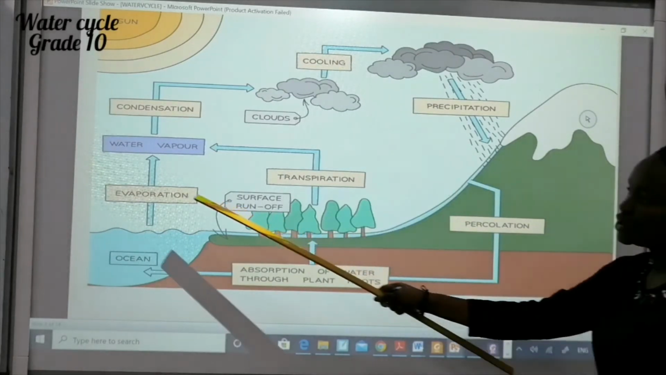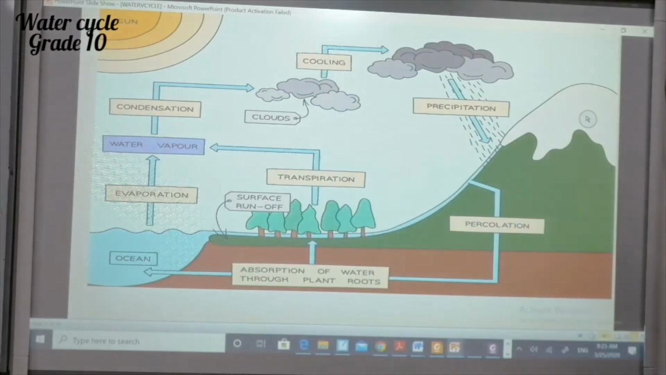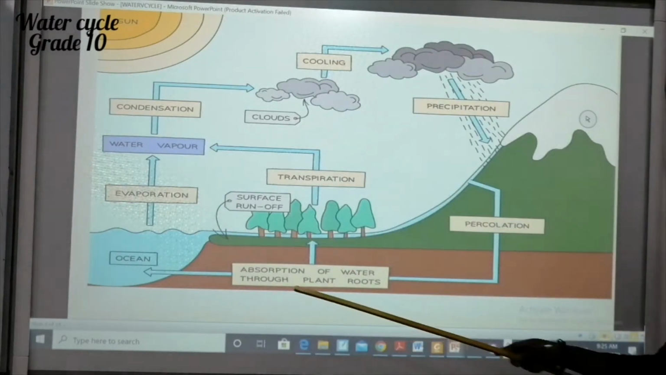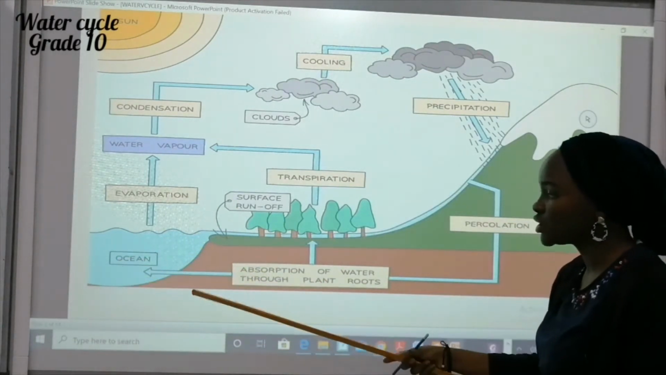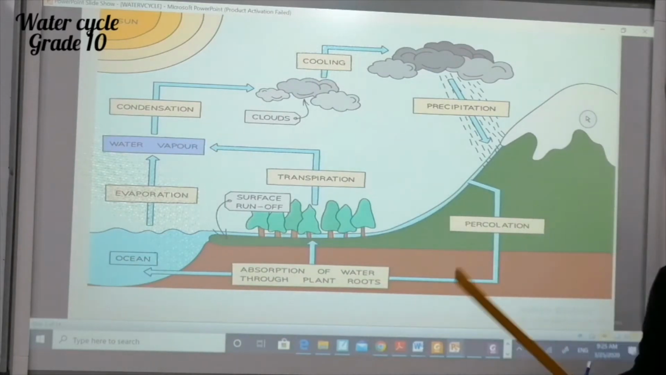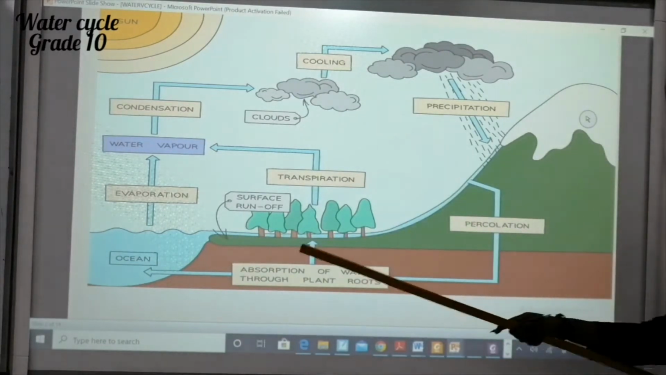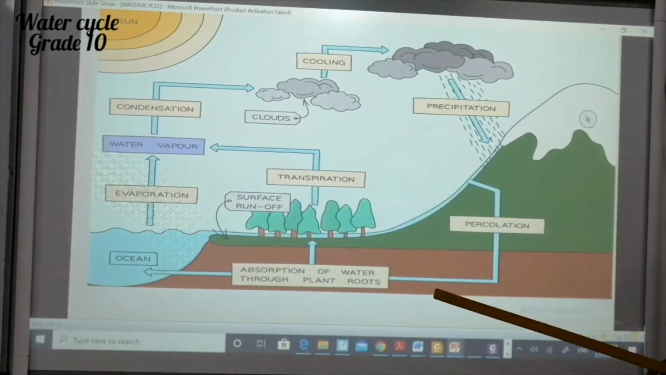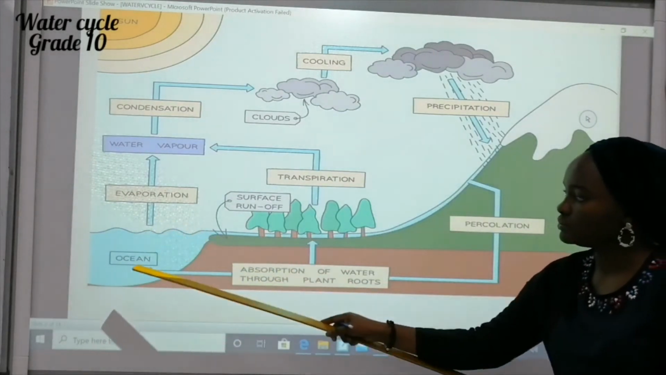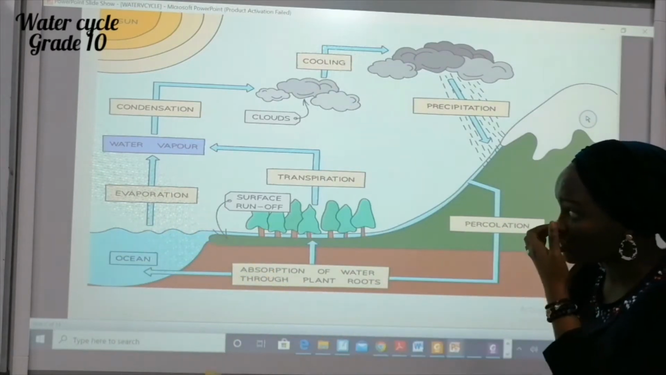1. Evaporation. What is evaporation? What happens during evaporation? This diagram shows the ocean. Okay, this ocean is maybe just talking about a water body. So it can be a river, it can be lakes. Okay, so we just know that we have water bodies. So in this diagram we have the ocean.